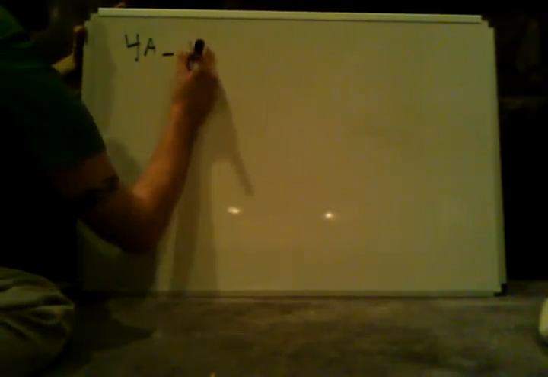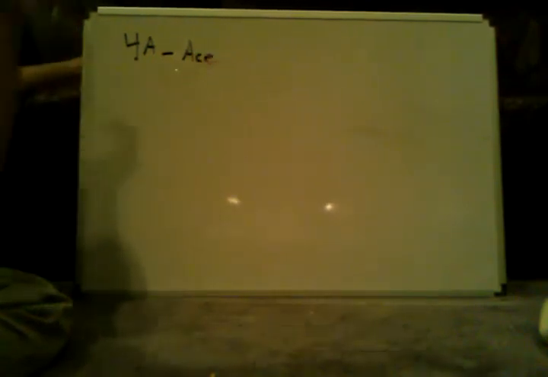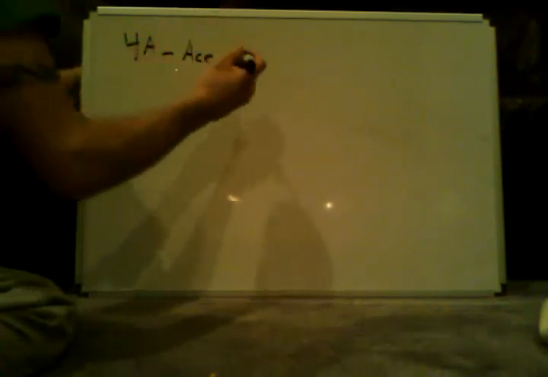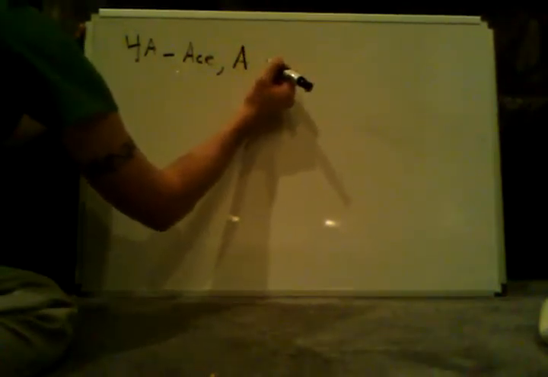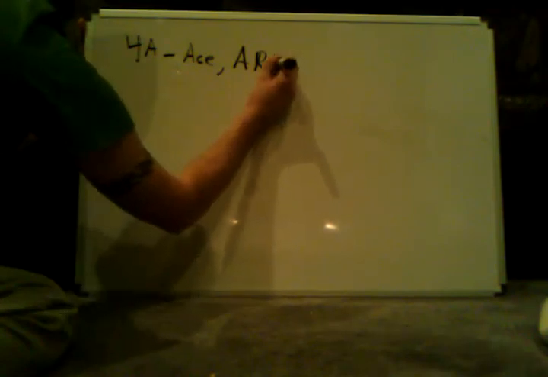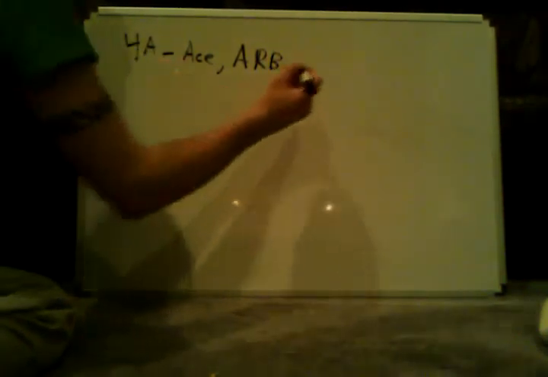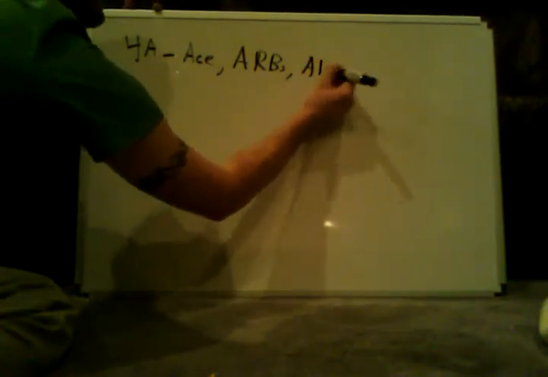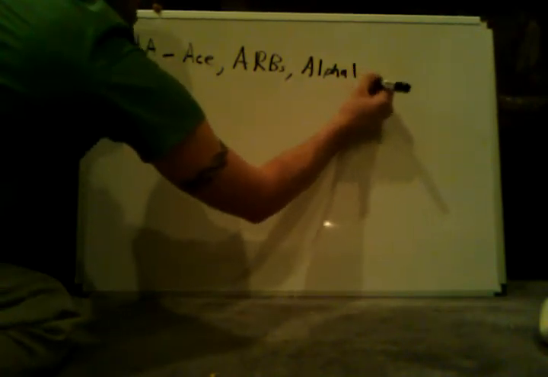4A, B, C, D, V. And what those letters stand for is: 4A stands for ACE inhibitors, Angiotensin II receptor blockers, or ARBs, alpha 1 blockers, and alpha 2 agonists.